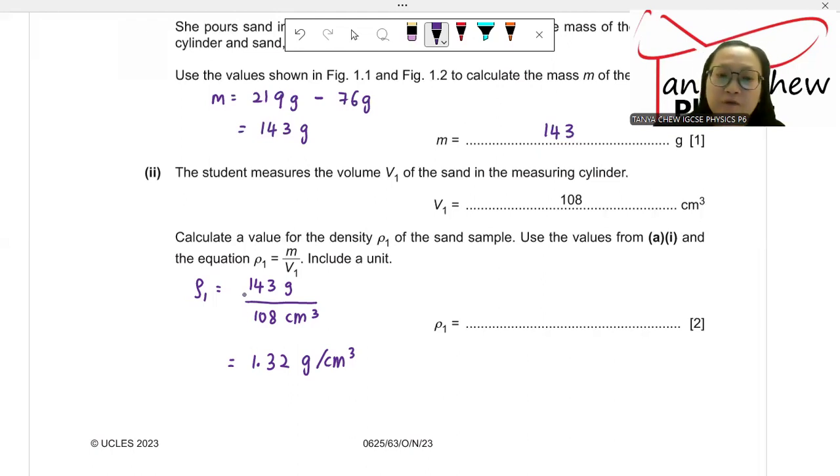So look at the significant figures of M. The value of M is 143, which is 3 significant figures. Volume 1, 108, is also 3 significant figures. Therefore, I will give rho 1 3 significant figures as well. So 1.32, which is 3 significant figures for rho 1.